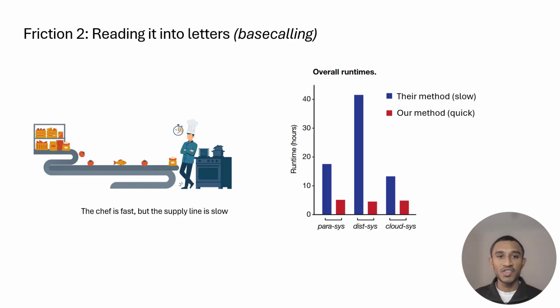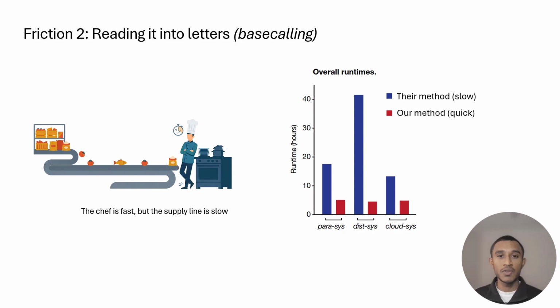Picture a world-class chef who can cook anything in seconds, but the ingredients are being carried over one at a time from a storeroom across the building. The chef isn't the problem, the supply line is. So instead of buying more processors, I fixed the supply line. I changed how the data was stored and delivered so it could keep up.